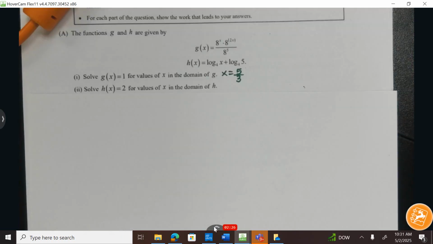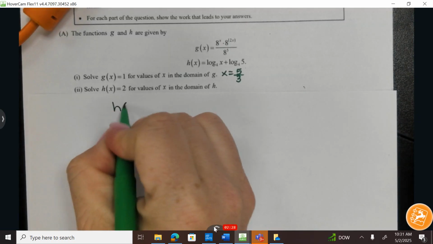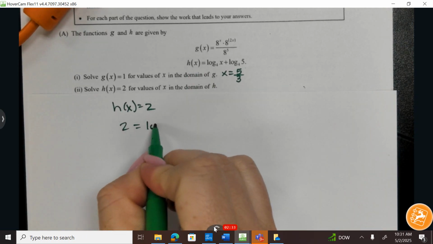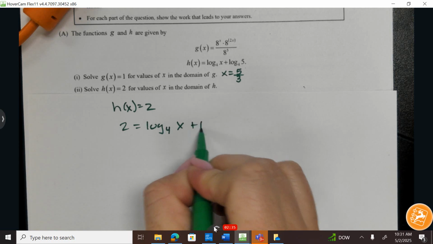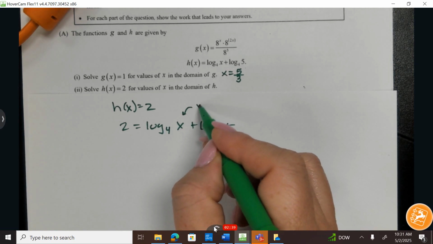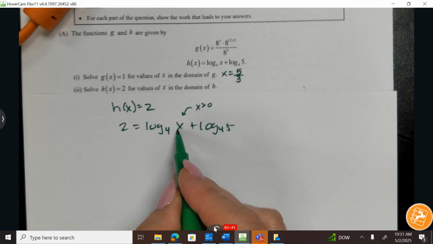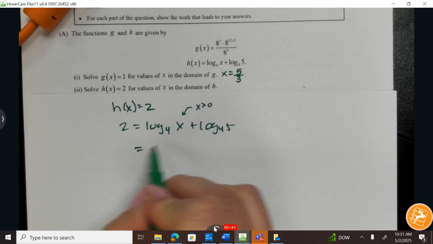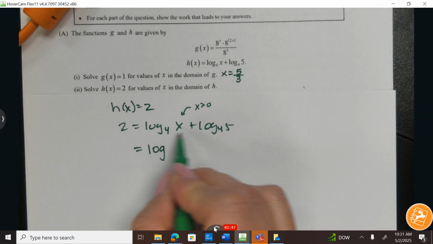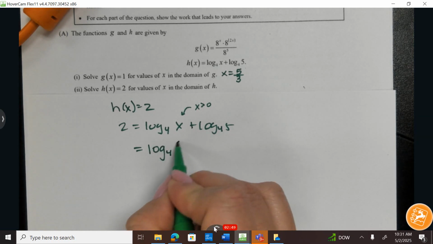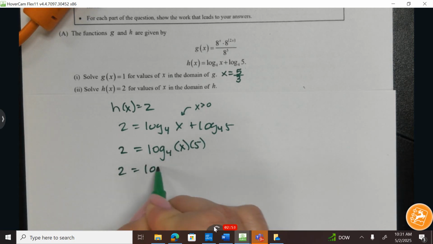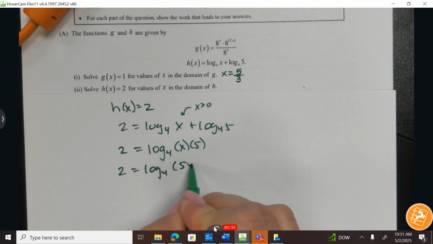Now on to the second part of A. I'm going to take h of x equals 2 and substitute in: 2 equals log base 4 of x plus log base 4 of 5. As a quick reminder, x must be greater than 0. Let's get started. I'm going to compress the right-hand side, which is currently in extended form. We have the same log base, so addition turns to multiplying, x times 5. So this is 2 equals log base 4 of 5x.